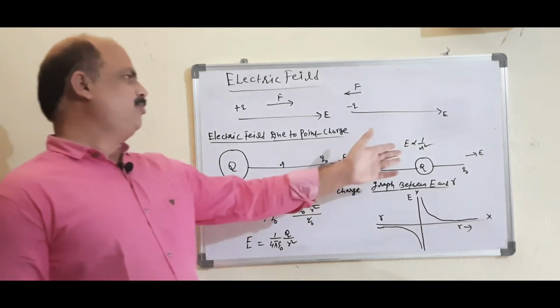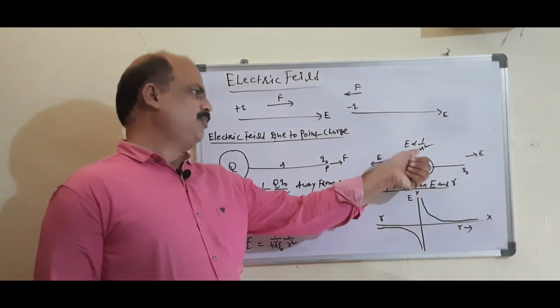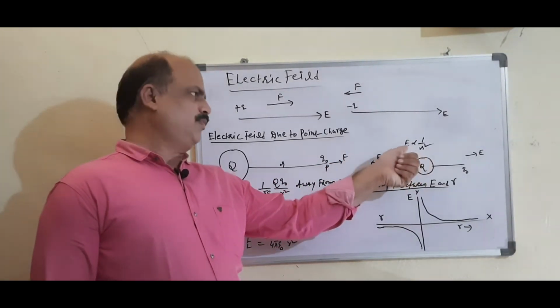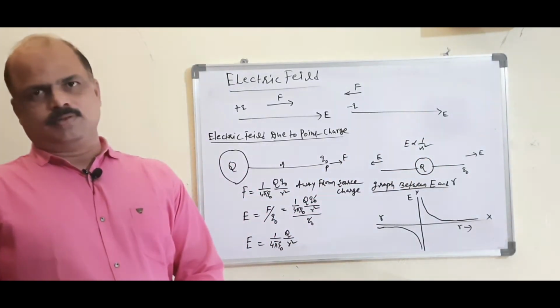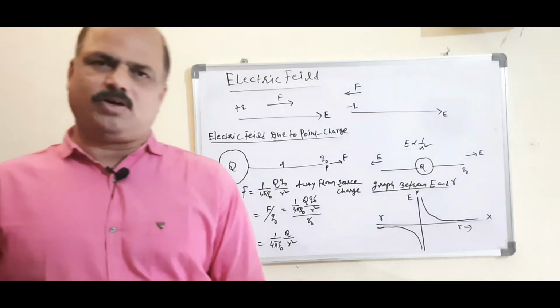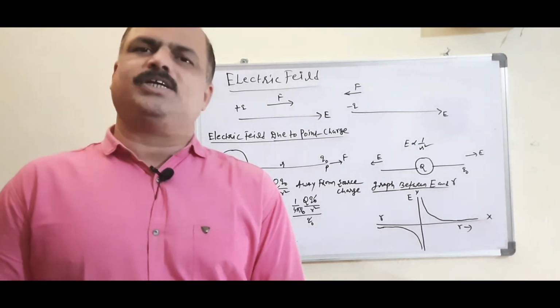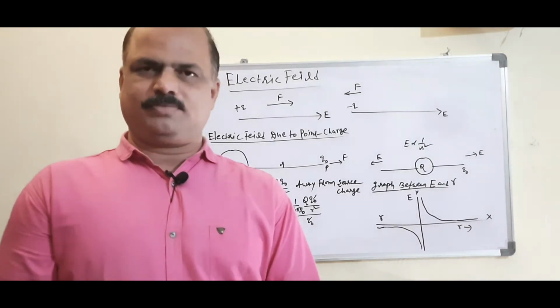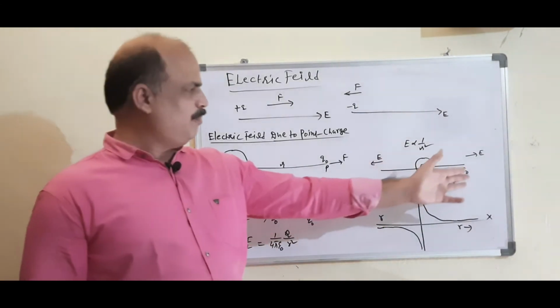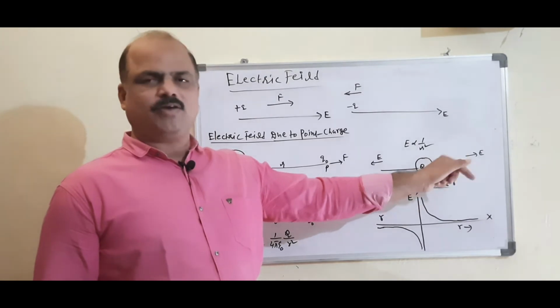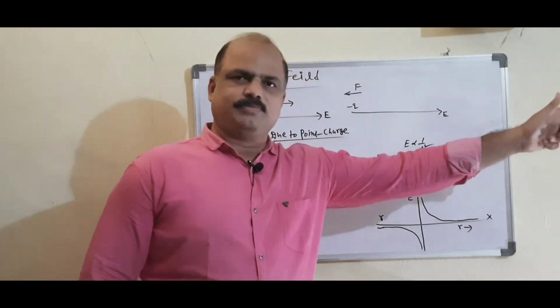Now, what is the relationship between the distance of the test charge from the point charge and the electric field? E is proportional to 1 by r square. Here electric field is a vector whose direction depends upon the position of the test charge. For example, this is a source charge. If we place a test charge at this point, then the electric field direction is along this direction.